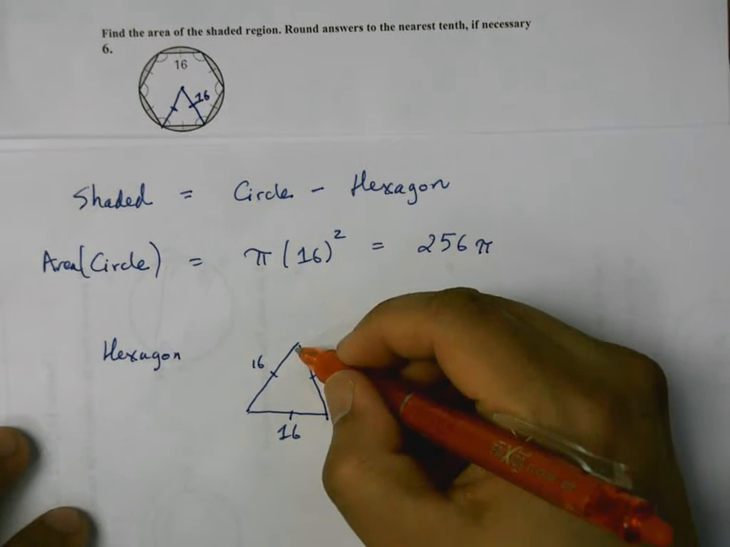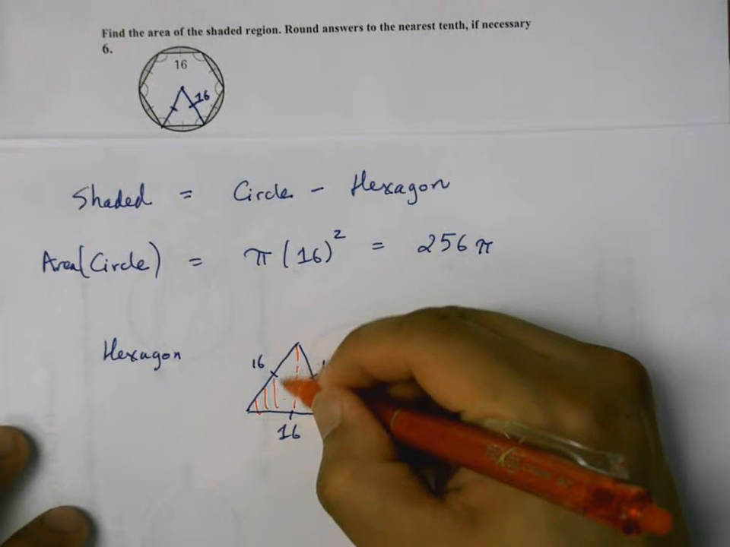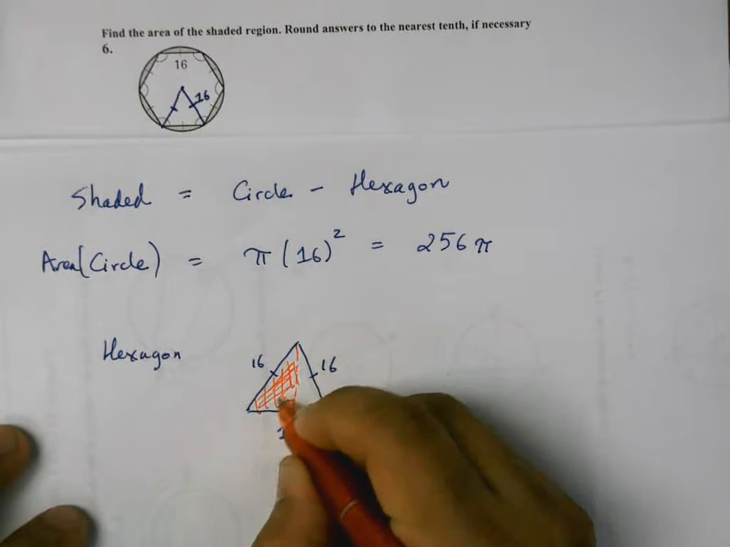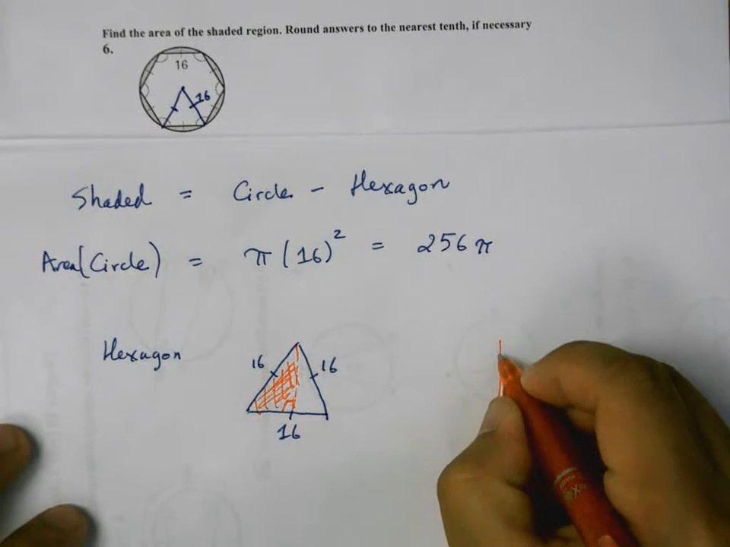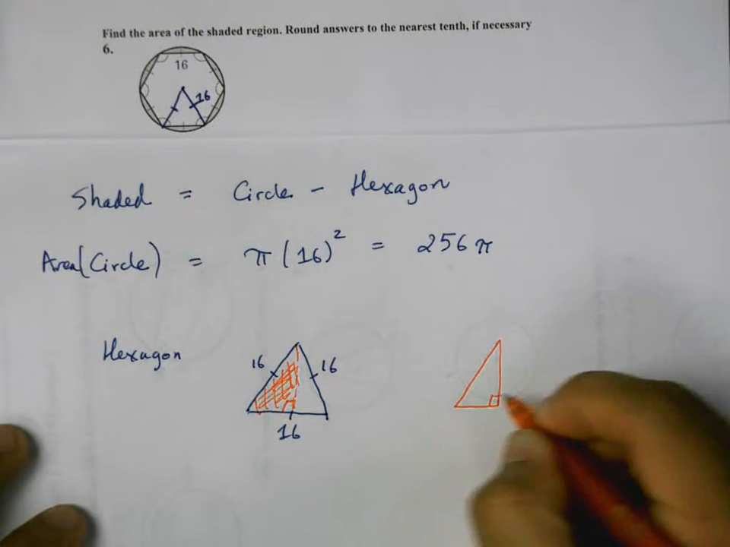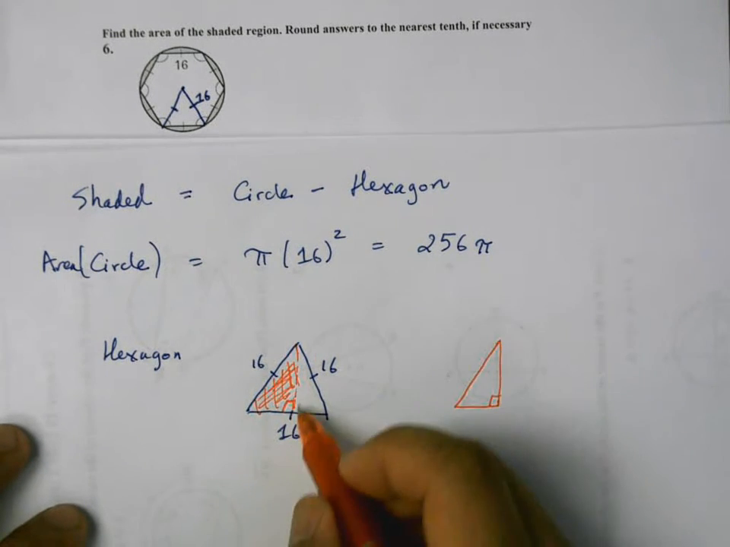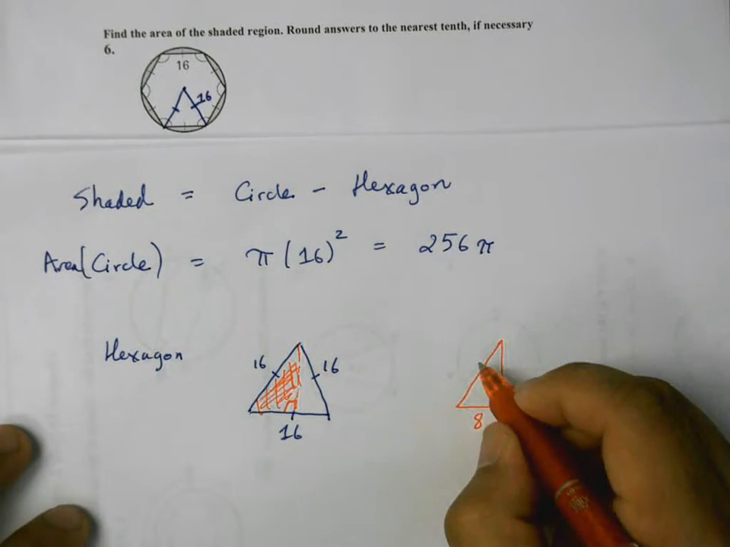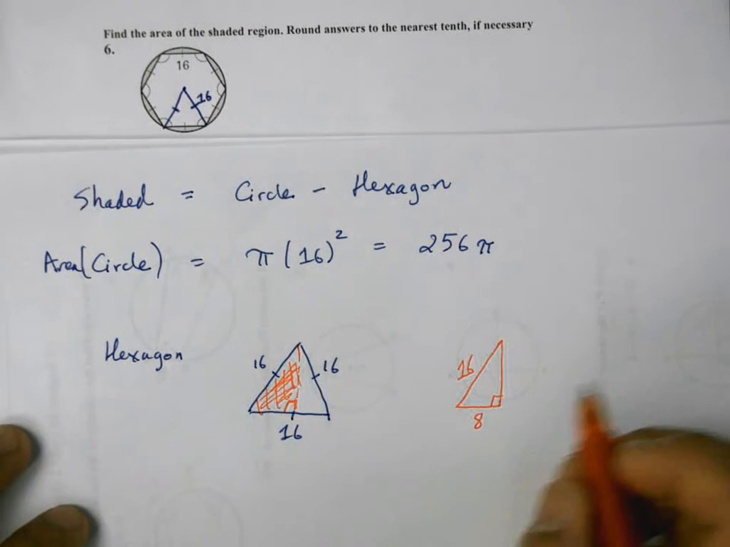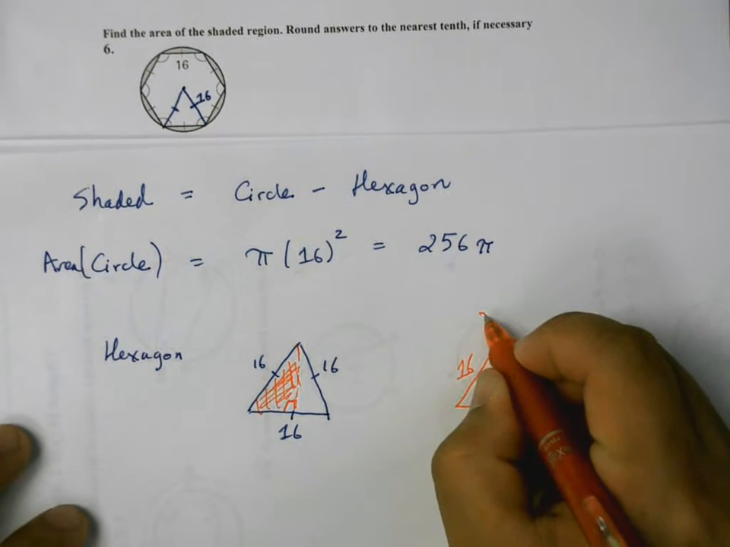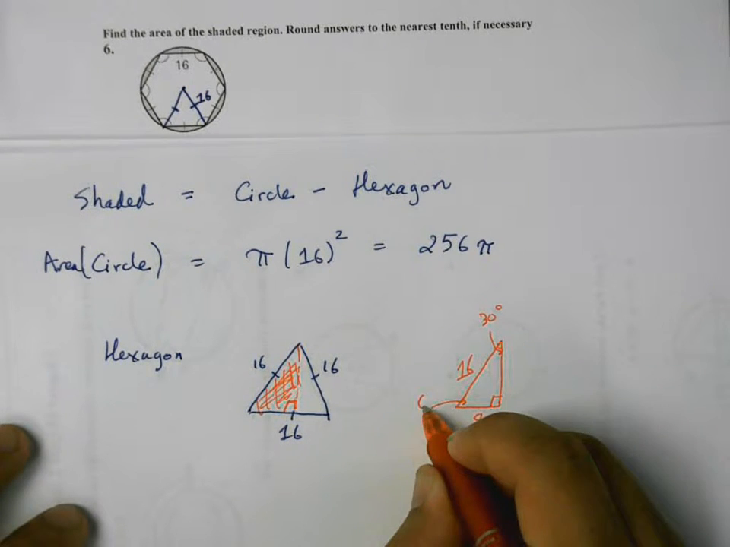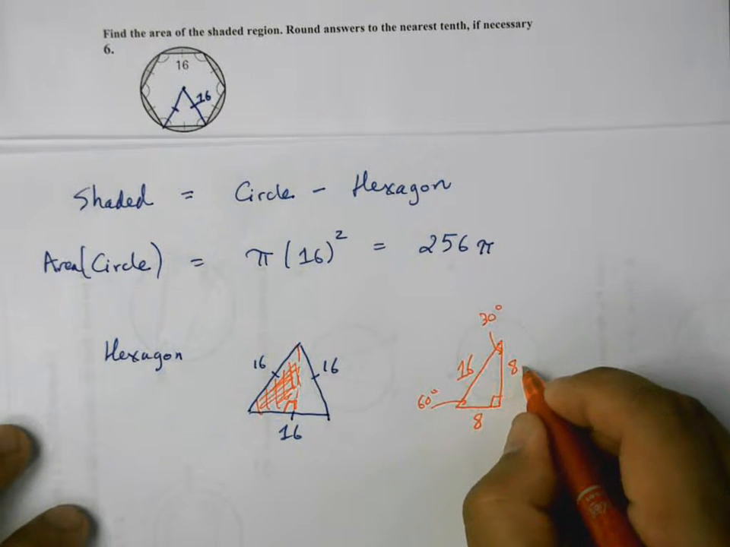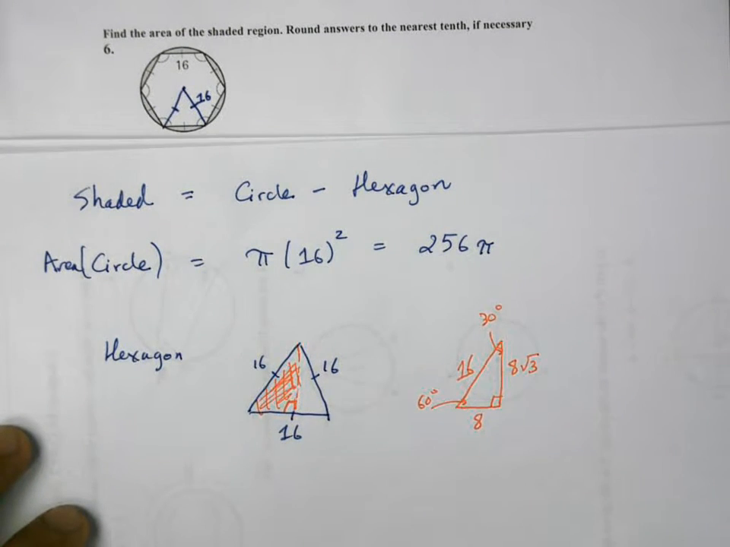So if we were to cut this object down the middle here, and we can look at this object here, we know that if we cut this exactly down the middle, then we're going to cut this length in half. So this length is going to be 8. This length we know is 16, and this is going to be 30 degrees. This angle here is 60 degrees. So using the 30, 60, 90 theorem, we know that this length is 8 root 3.